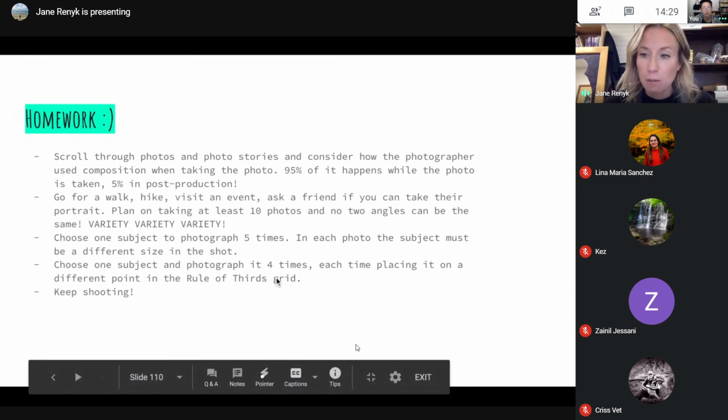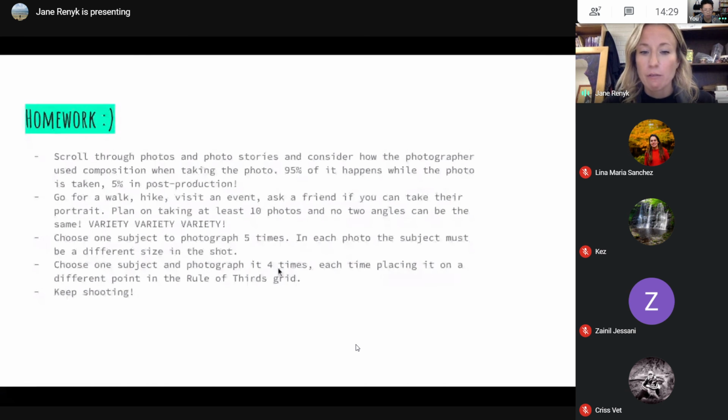And then I would also play with that rule of thirds grid. So choose one subject and photograph it 4 times, each time placing it on a different point in the rule of thirds grid. Because what you'll start to feel is your gut. You'll start to feel like, oh, it did not work there. Like, can't have it on that part of the grid. Move it down. And that'll be your biggest teacher. You'll start to feel like you actually know more than you think in photography. You just need to kind of formalize it a little bit.